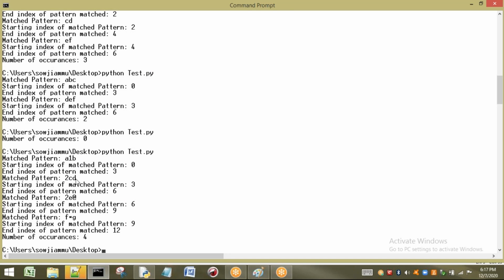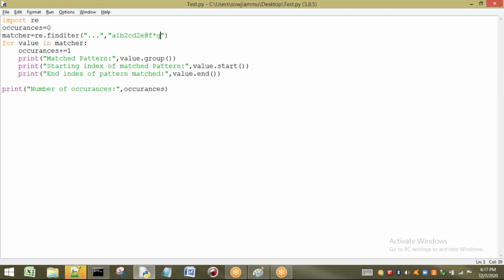The first match is A1B. Second match is 2CD. Next match is 2E@. Next match is F*G. So dot, we can consider this as a period. That indicates a period. How many periods are there here? 3. So it is going to consider 3 characters. So this is about the concept of dot, or we can consider it as the period meta character. Now let us go to the next meta character, that is dollar.